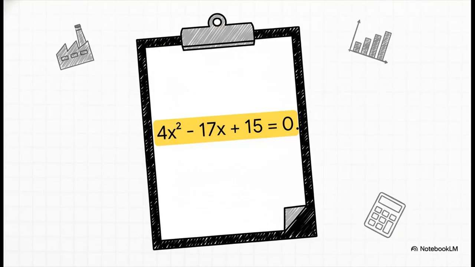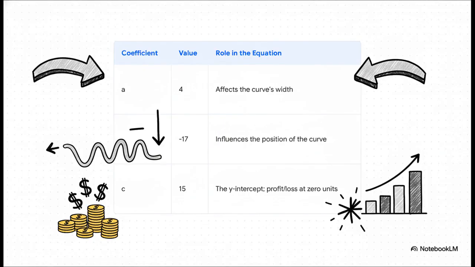Let's set the scene. I want you to imagine you're the senior product manager for a new gadget. The finance department has done all its number crunching on costs and market demand, and they hand you this profit model. Now notice, the profit is already set to 0. Why? Because our specific goal right now is to find the break-even points, the values of X where profit is exactly 0. In this model, X stands for the number of units sold, in thousands. Your job is to take this equation and figure out the production levels where you're not making money, but you're not losing it either.